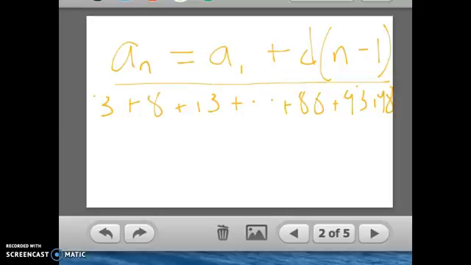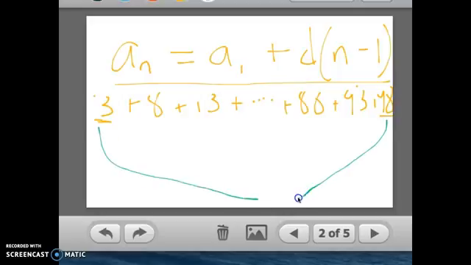What I've done is I've sort of listed the sequence out. It starts with 3, 8, 13. We have some dot, dot, dots in the middle. And then we've got 88, 93. 98 is the last term. If you add the first term and the last term, you get 3 plus 98, that's 101. So this plus this is 101.